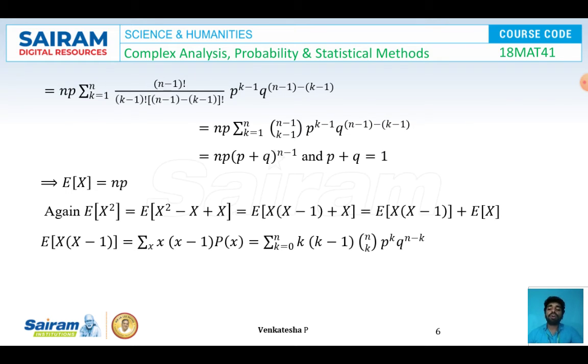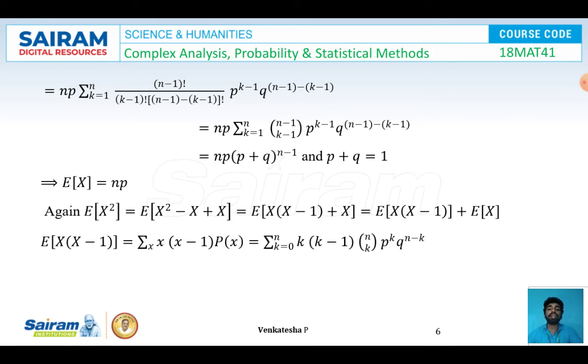as a constant. So I got the expression like this, that is np into summation k from 1 to n, n minus 1 factorial divided by k minus 1 factorial into n minus 1 minus of k minus 1 factorial into p power k minus 1 q power n minus 1 minus of k minus 1. Okay, I'm keeping np as it is, summation k from 1 to n, and converting this as combination again, that is n minus 1 c k minus 1 into keeping p power k minus 1 q power n minus 1 minus of k minus 1 as it is, and this is nothing but p plus q whole power n minus 1 after expansion.